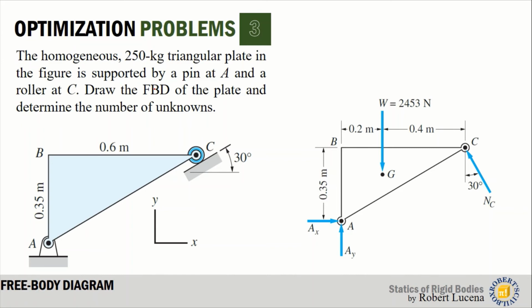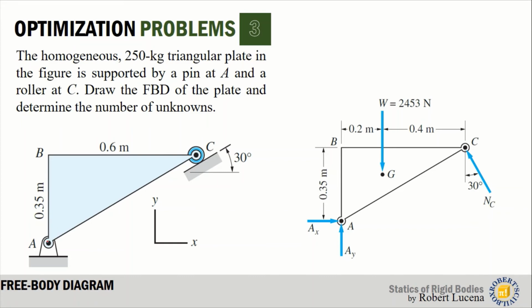Now, the weight of this 250 kilogram plate should be multiplied by the acceleration due to gravity, which would give us the value of 2,453 Newton. And the location of that W is at G. Now, later we will have this dimension, but on the step that I have shown you, after you placed the applied load, you go to the support reactions.